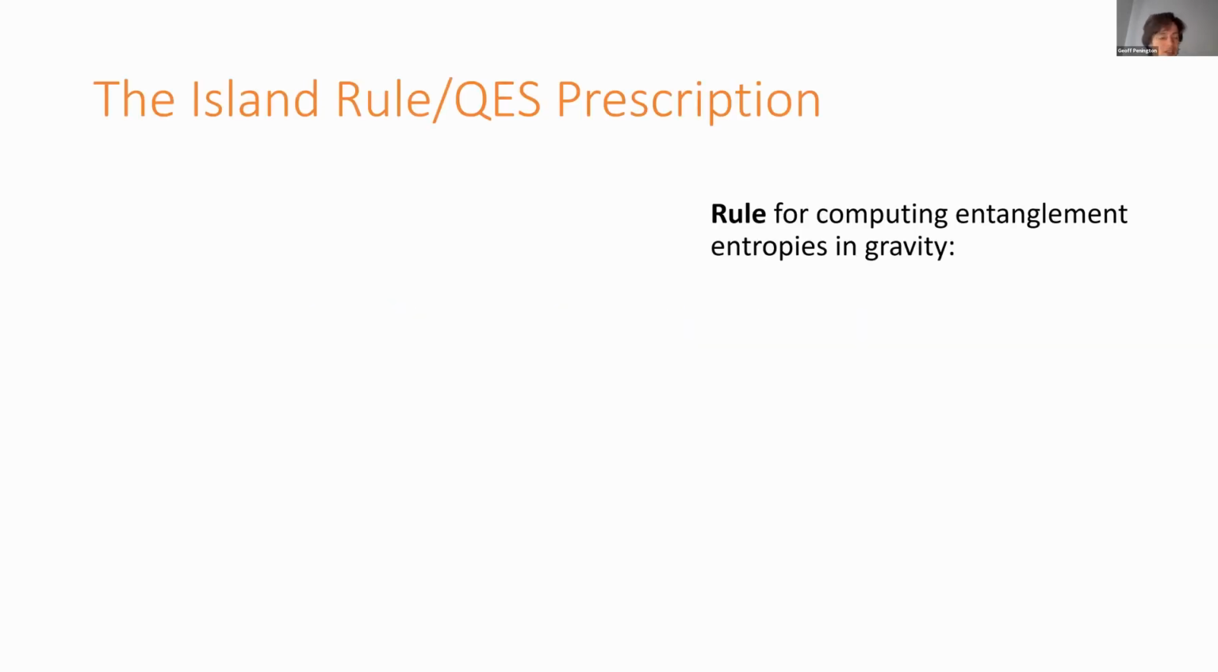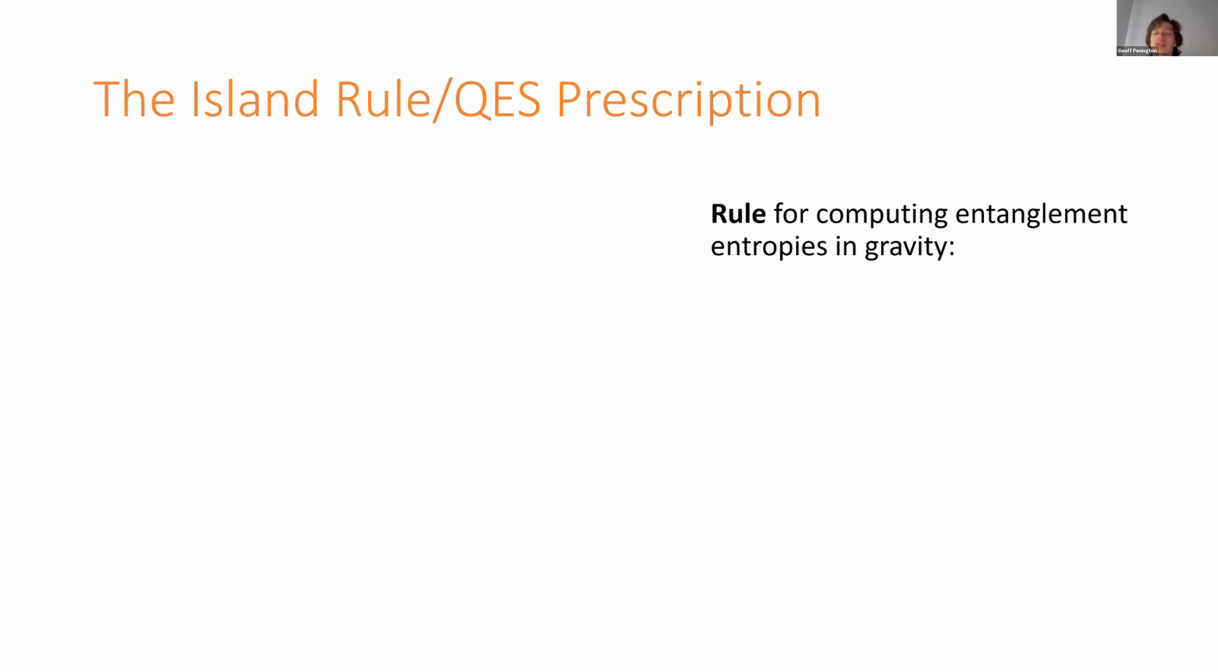Okay. So the first way I'm going to get this answer is a very simple way that uses this rule for computing entanglement entropies in gravity, in this context known as the island rule. It's really a special case of something more general called the quantum extremal surface prescription. And hopefully this is something one talked about this morning.